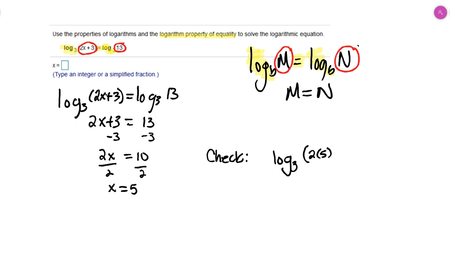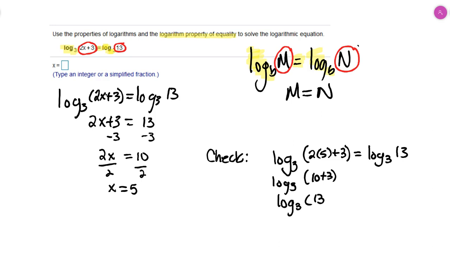So I'm substituting the 5 in for x, and simplifying, that gives me 10 plus 3 and log base 3 of 13. So as long as what's inside my log comes out to be a positive value, I'm going to keep that solution of x equals 5. If I get a negative value inside the log, then I have to throw that solution away.